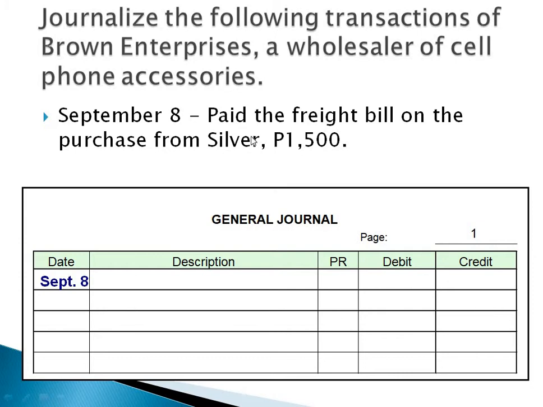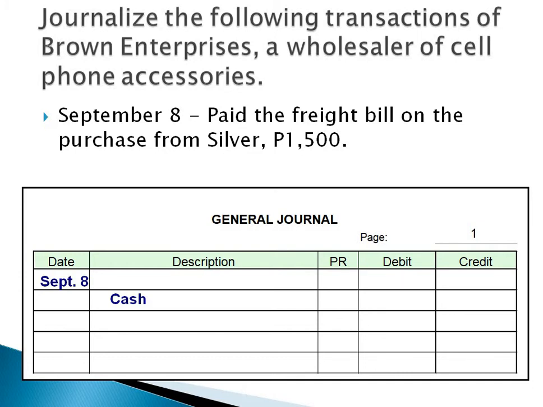From the word paid, we know what item was affected. The cash, right? What happened to the cash of Brown when it paid? Decreased. To decrease, credit. Because cash is an asset, the increased side of which is debit. Therefore, to decrease cash, we must credit it.